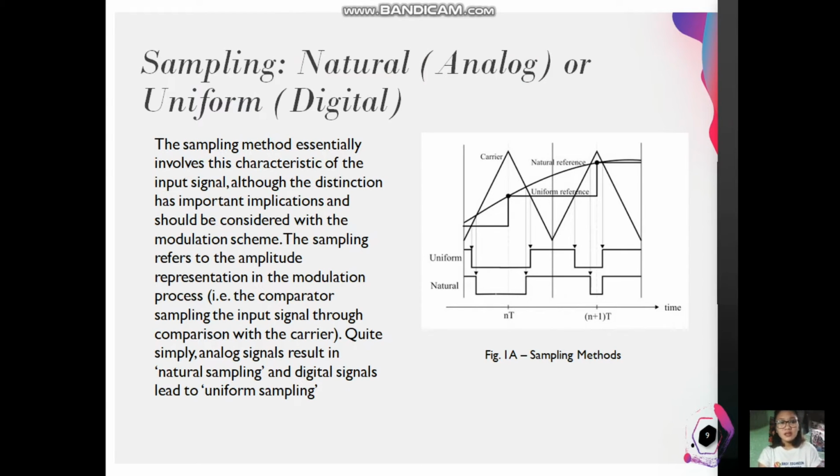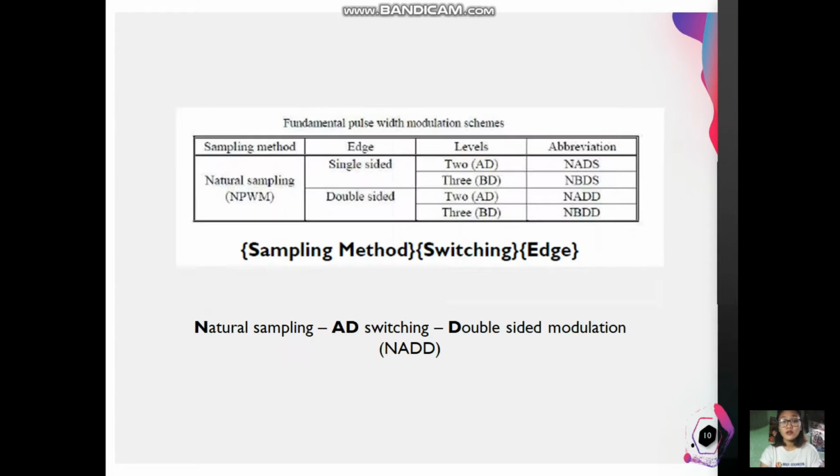Now, sampling, natural or uniform. The sampling method essentially involves this characteristic of the input signal, although the distinction has important implications and should be considered with the modulation scheme. The sampling refers to the amplitude representation in the modulation process. Quite simply, analog signals result in natural sampling and digital signals lead to uniform sampling. This is how we name or identify our topic.